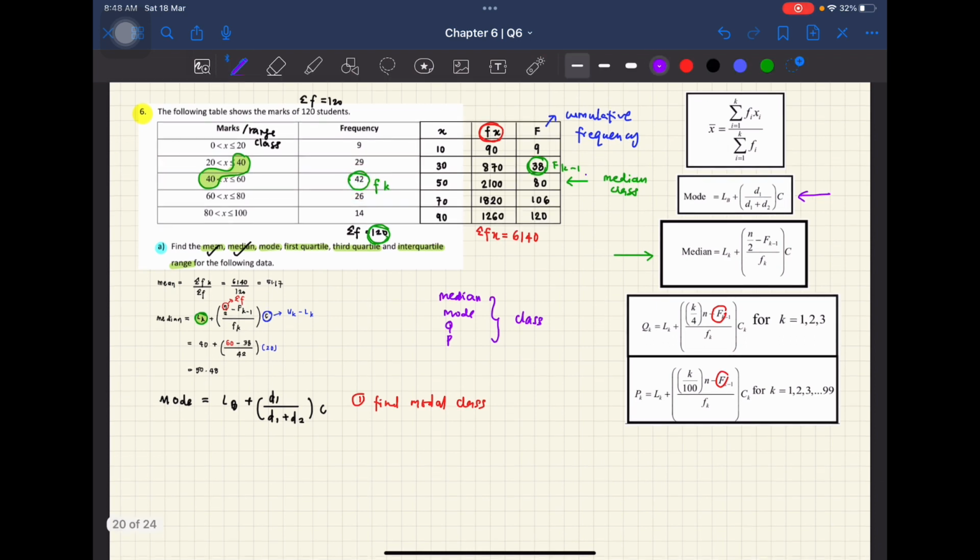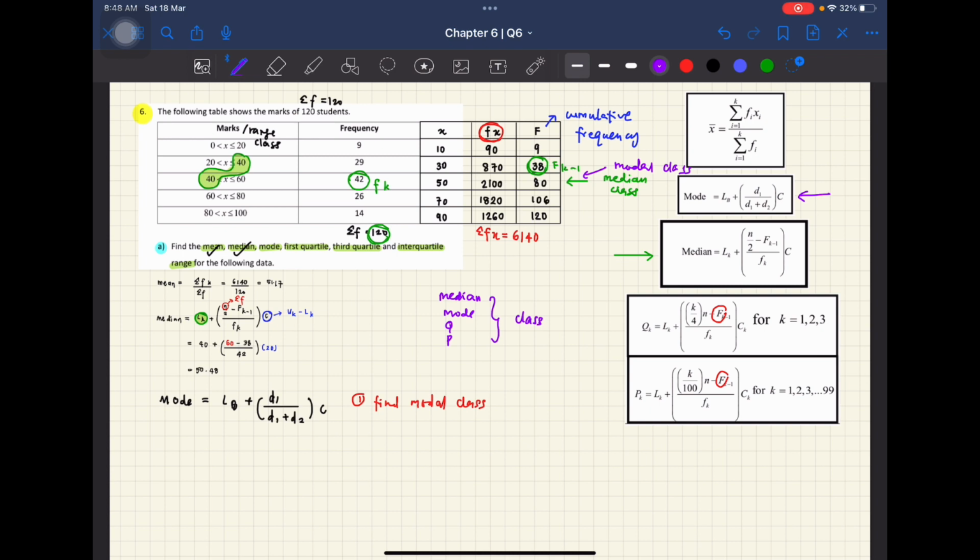So saya akan buat benda yang sama. Saya suka label macam ni. So modal class. That's why I use different coloured pen, sebab senang untuk saya refer. Okay, kalau awak guna highlighter lah. Highlighter ke kalau awak ada tab pun boleh je guna pen colour-colour. Senang kita nak tengok. Okay, so kita dah jumpa modal class.